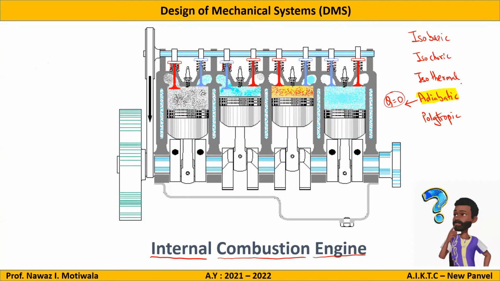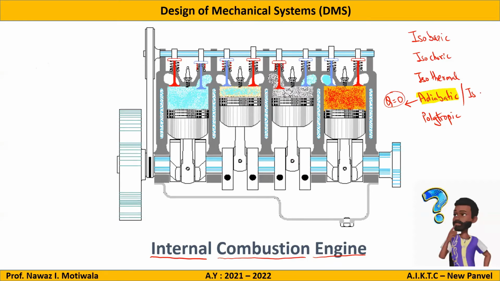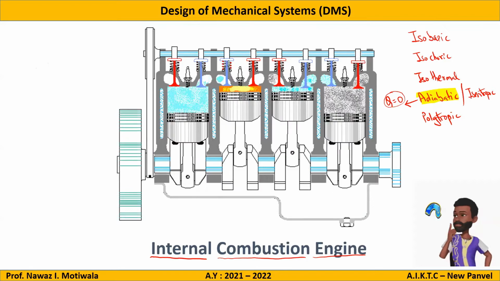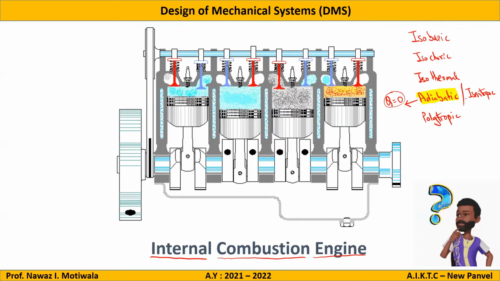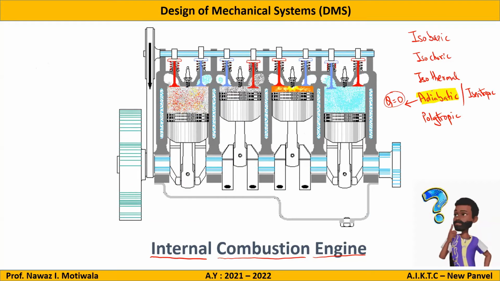Have you heard something like this? Yes, good. Isentropic. So adiabatic process is also known as isentropic process. Basically, there are 5 different words. If I go into the details, there are 5 different words which describe this process.